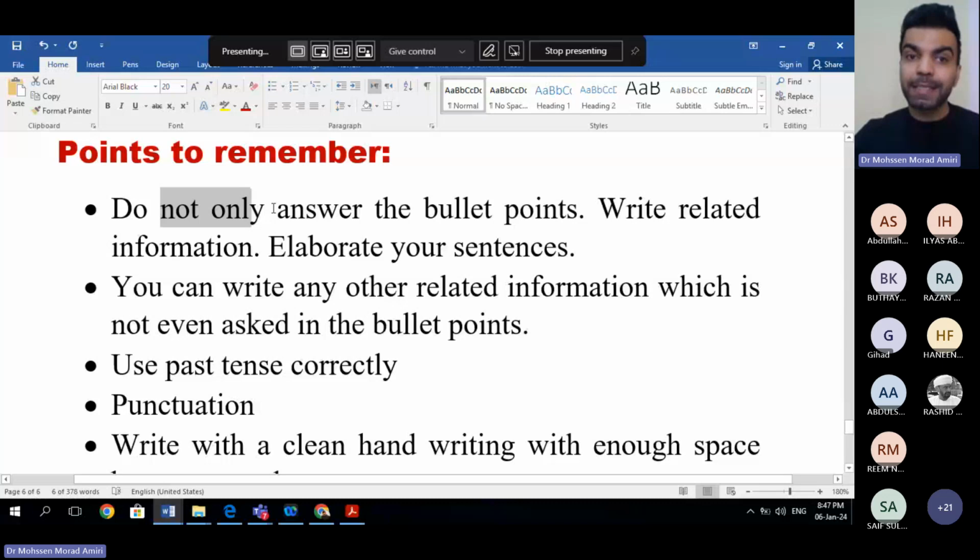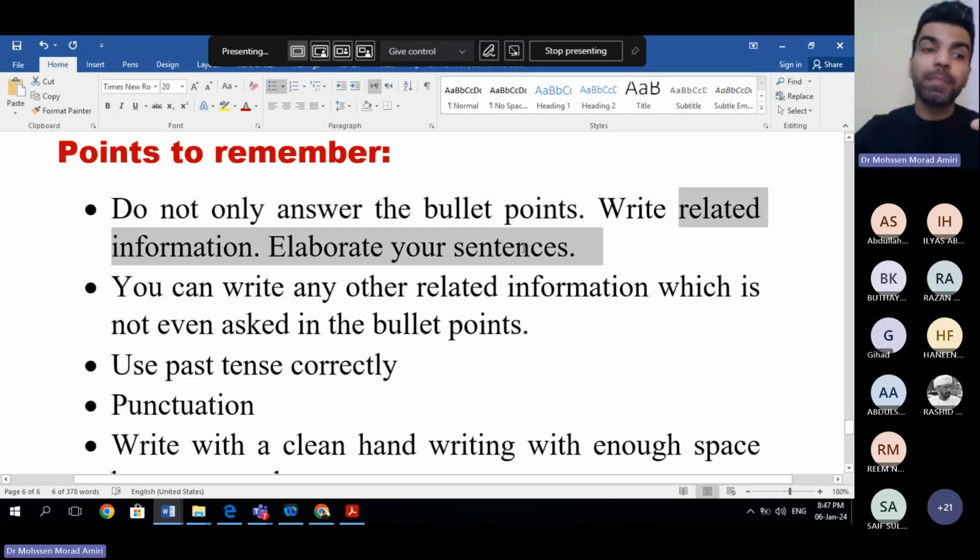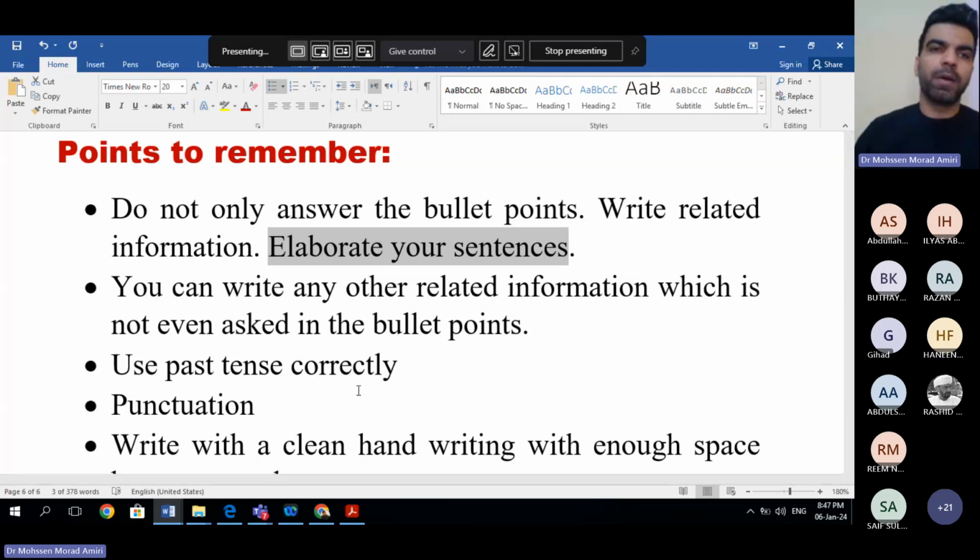Do not only answer the bullet points. I told you, do not focus only on bullet points. Write related information. Maybe sometimes some related information you can write. Right? Elaborate your sentences. Elaborate, I mean explain your sentences. Do not just say I went to Al Bawadi Mall. After that I went there. No. When you say that I went to Bawadi Mall, explain it. For example, you say I bought this, I bought that.